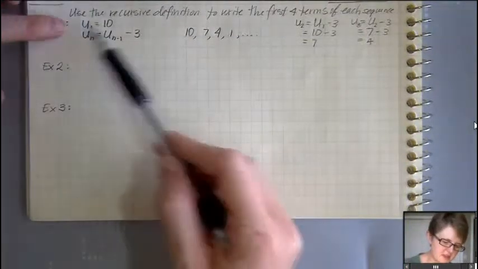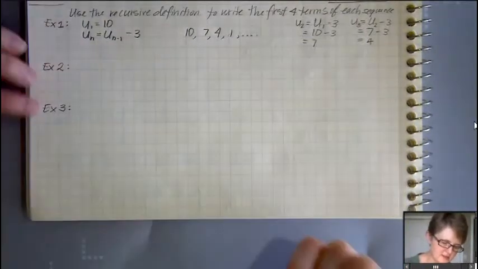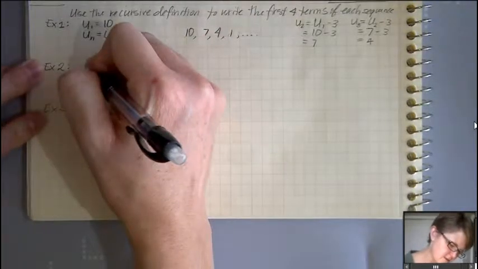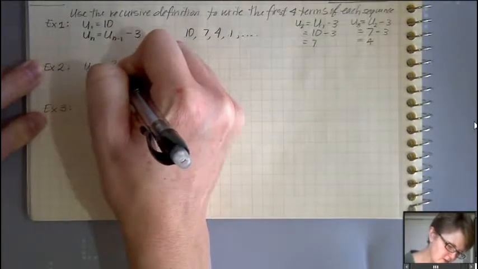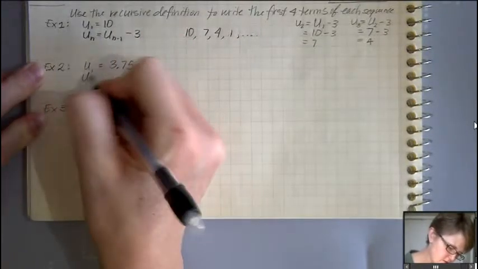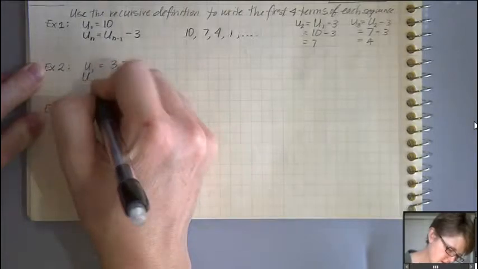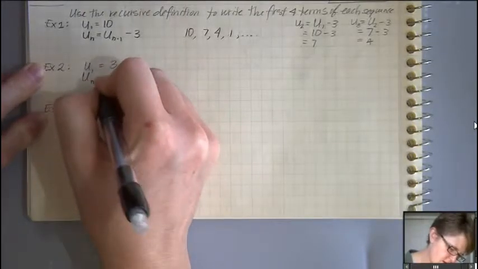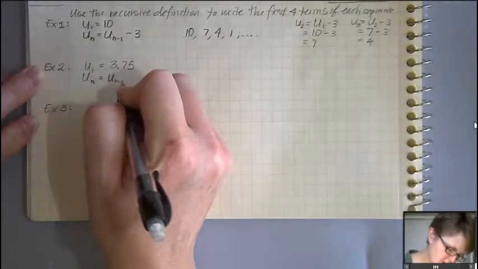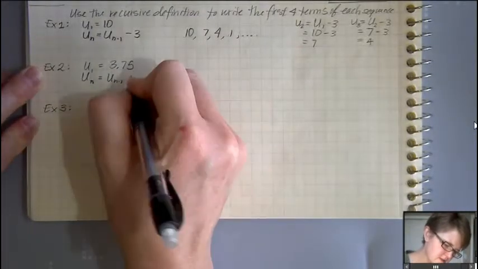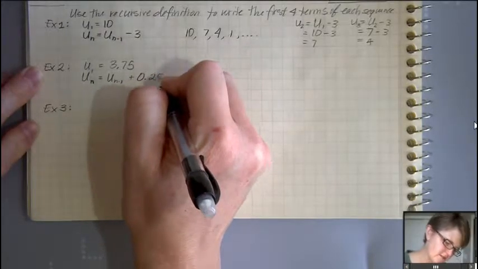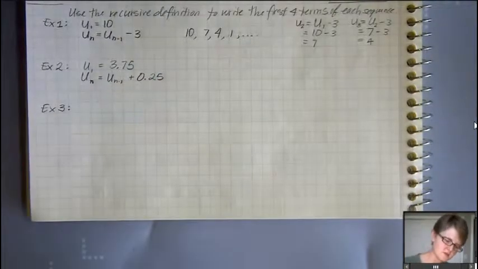Okay, so let's do another example. Let's do u sub 1 equals 3.75, and u sub n, so each term, is equal to the previous term, u sub n minus 1. Let's go ahead and add 0.25 onto it. So let's go ahead and do this the quick way.